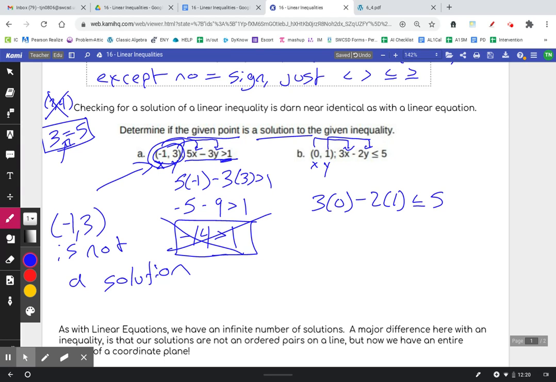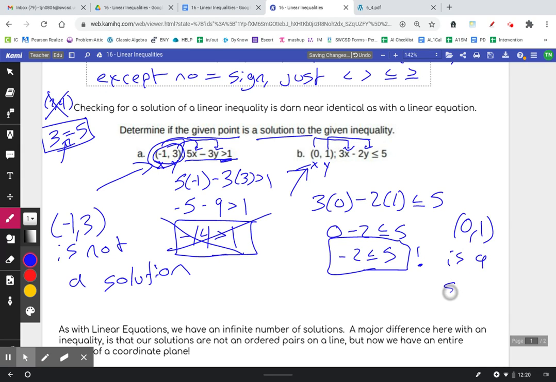Let's check it. 3 times 0 is 0. Negative 2 times 1 is negative 2, is less than or equal to 5. 0 minus 2 is negative 2, is less than or equal to 5. What does that mean? Negative 2 is less than or equal to 5. Is that true? Yes, it is. Right? So what does that tell us? It tells us the point that it gave us, (0, 1), is a solution.